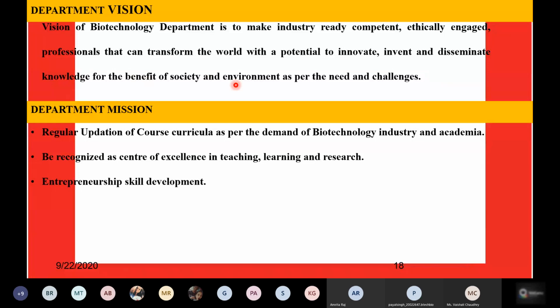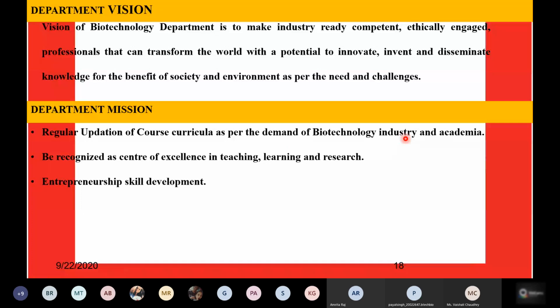What you are as a student of B.Tech Biotechnology, after the end of the course or even after the end of each semester, what have you given to your family, to the society, to the environment? Whatever you have studied in the department, in the four-wall classroom or outside the classroom, in the field, anything you have learned, have you benefited the society or environment? So this is the department vision with the three missions, where the course curriculum of the department is regularly updated as per the need of industry and academia.